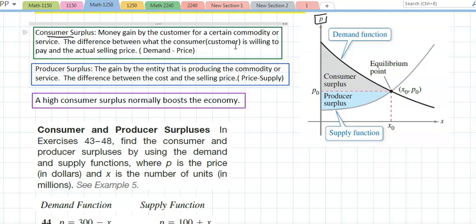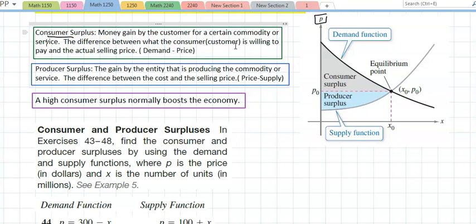The producer surplus is, on the other side, the gain by the entity or the company or the corporation that is producing the commodity or rendering the service. That normally is the difference between the cost and the selling price, and you normally take price minus supply to figure that out.